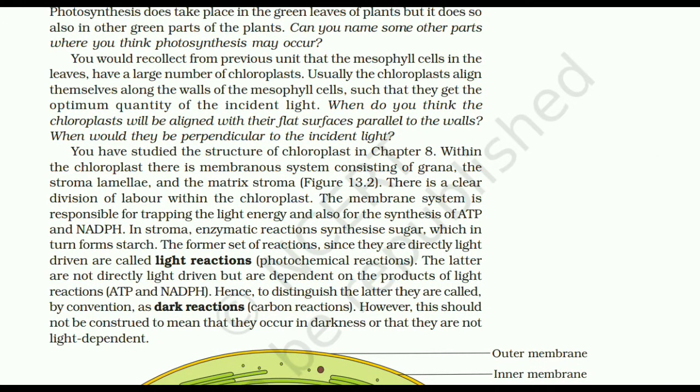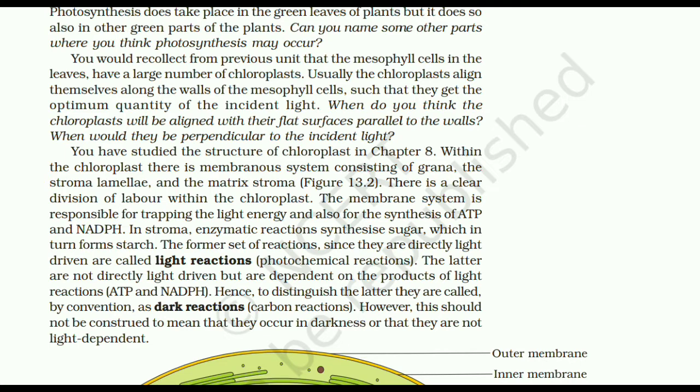Within the chloroplast, there is a membranous system consisting of grana, the stroma lamellae, and the matrix stroma. It is clear there is a division of labor within the chloroplast. The membrane system is responsible for trapping the light energy and also the synthesis of ATP and NADPH. In stroma, enzymatic reactions synthesize sugar, which in turn forms starch.